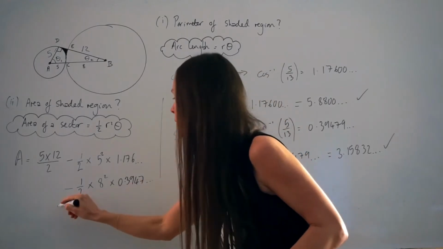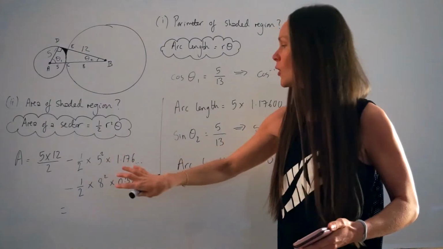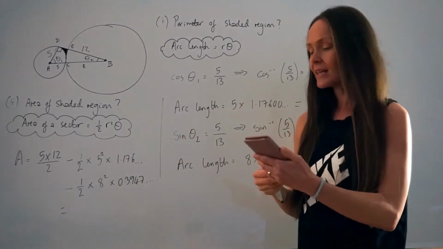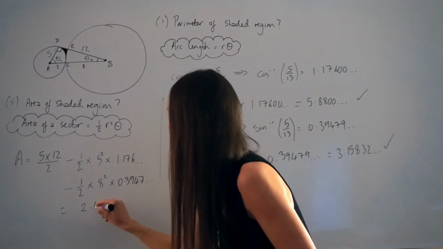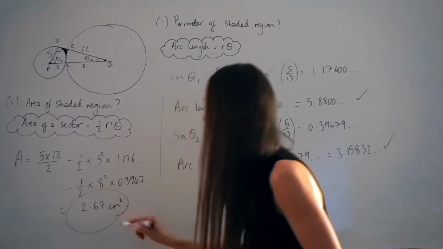So if you calculate that, the area of the triangle minus the area of those two sectors, it gives you 2.67, and remember it's area, so it's centimeters squared.